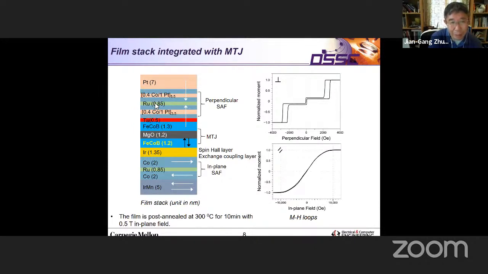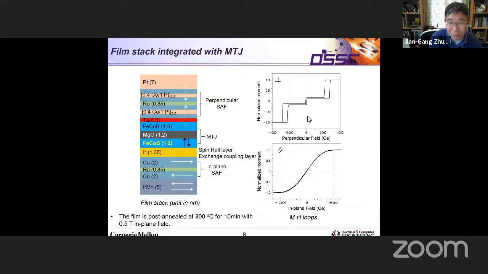And then you have a ruthenium layer in between. So this builds a perpendicular SAF, synthetic antiferromagnet, and that provides the reference layer for this top iron cobalt boron electrode. And then the bottom one is the free layer of iron cobalt boron. Basically, that's essentially the same structure we just talked about for the spin Hall cross, the Hall cross. And so you have this 1.2 nanometer magnesium oxide tunnel barrier, right?